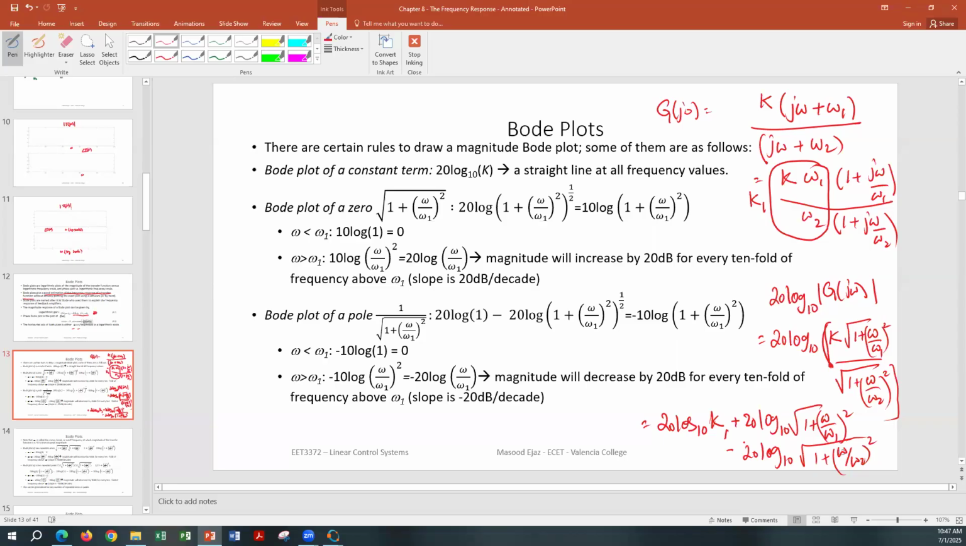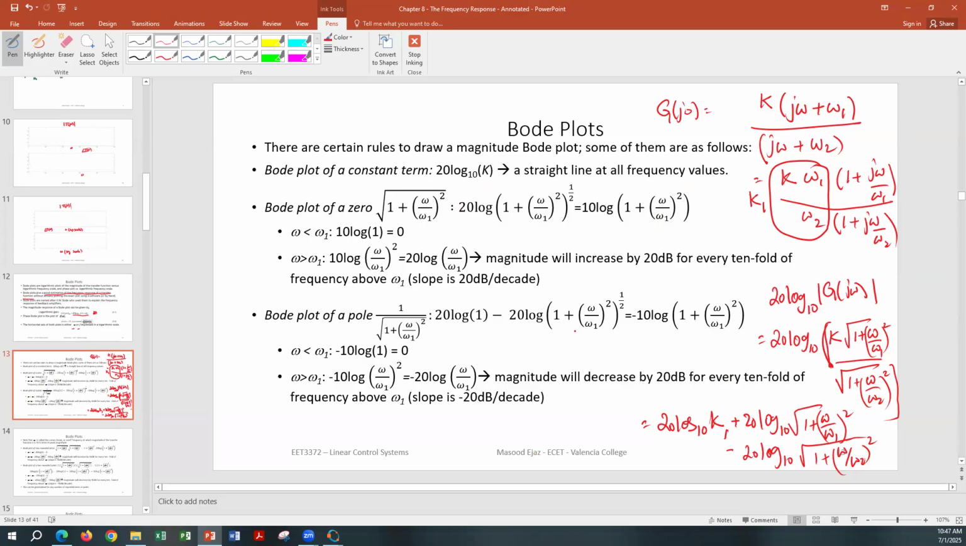And that's going to be a straight line for all frequencies. Whatever the value of K1 is, you take the log to the base 10 of that value, multiply by 20, and that's going to be a constant value. And that constant value is going to hold for all frequencies. So you're going to have a straight line that will span the whole frequency range that you are using to plot your Bode plot. So that's going to be a constant value right here.